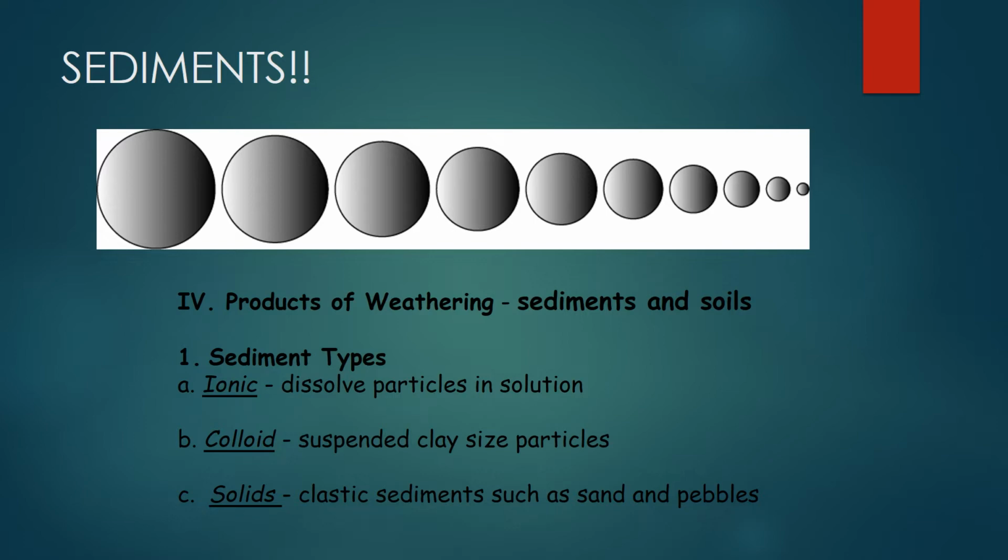silt, and then clay. And then even smaller than that, if you break it down into its smallest piece, it could be an ion. So little particles that are dissolved into the water. These are sometimes called clasts or sediments. Clast.